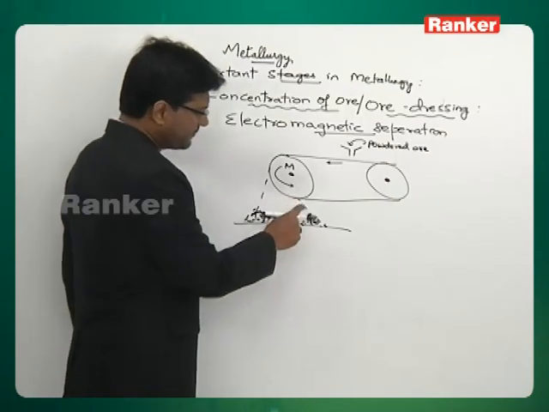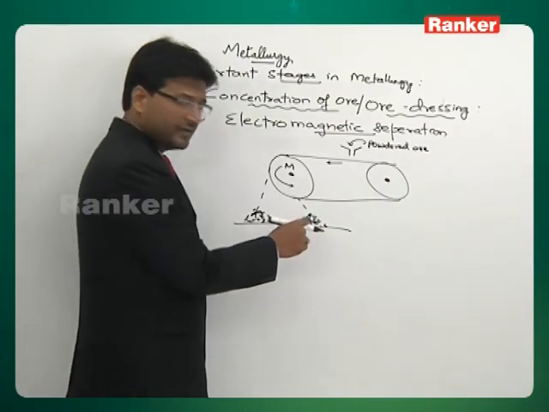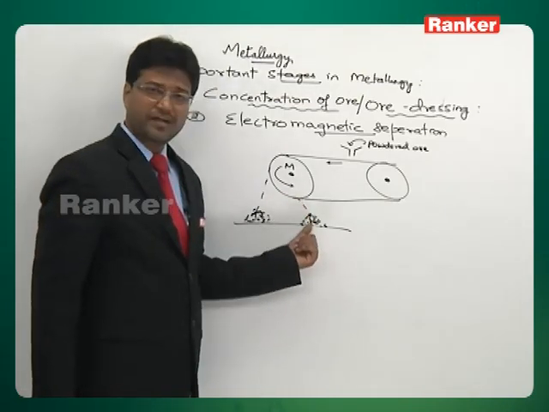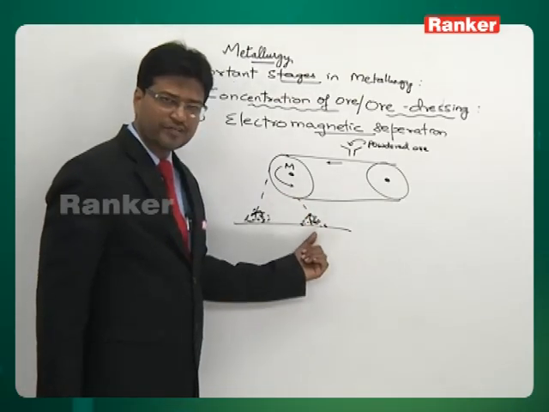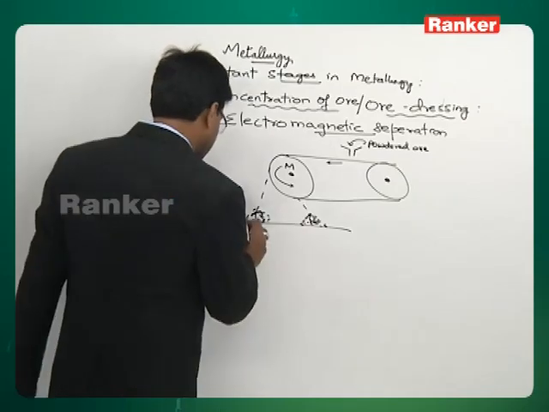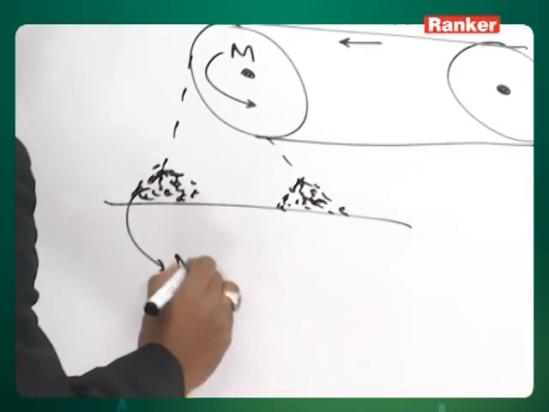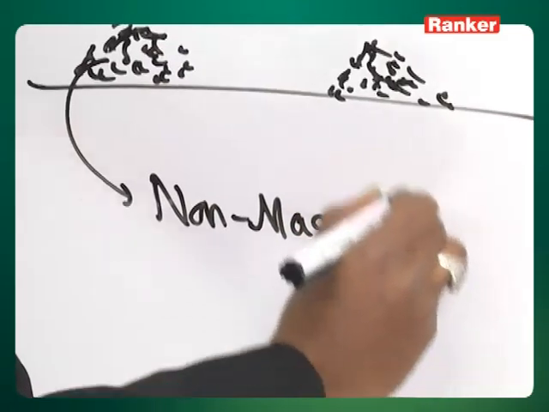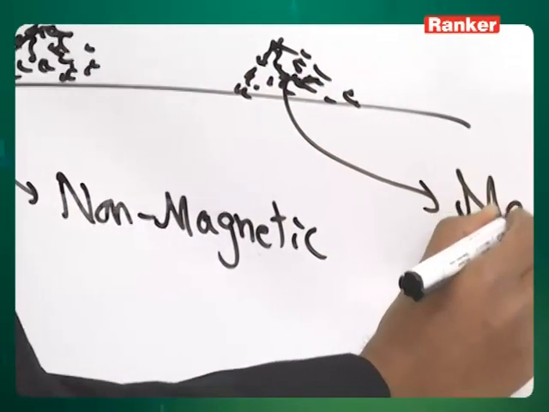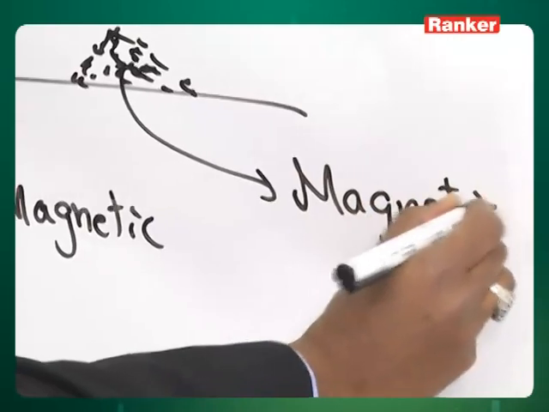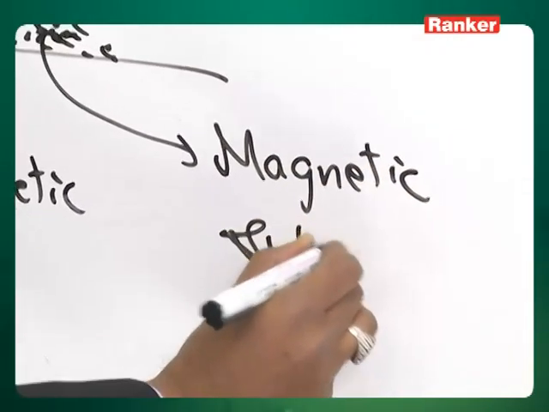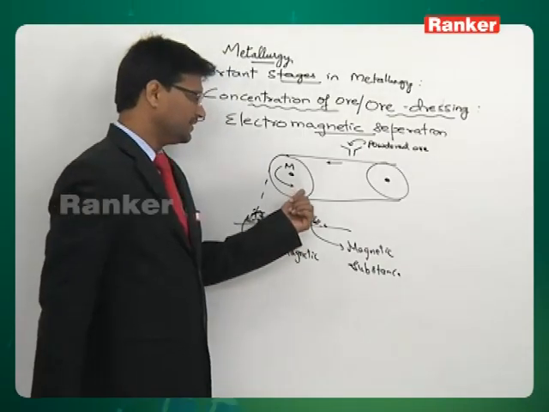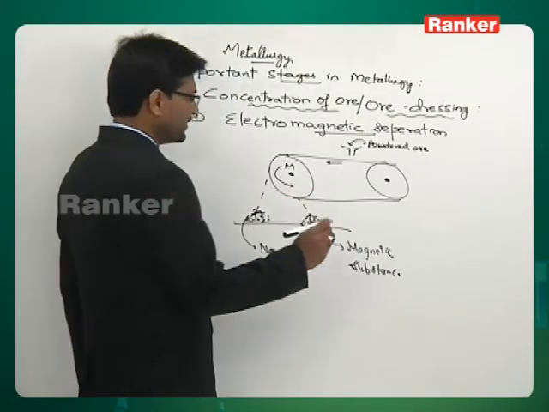The point where the belt leaves the roller, here the magnetic substance will separate from the belt and fall down. This is the non-magnetic substance, and this is the magnetic substance. Magnetic substance will leave the belt at a point where the belt is leaving the roller. I'll give you an example.